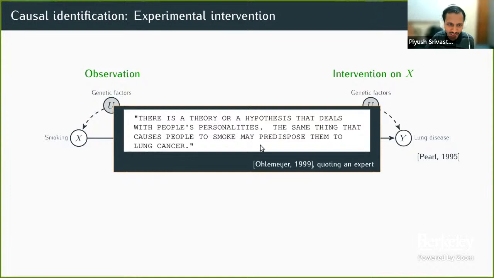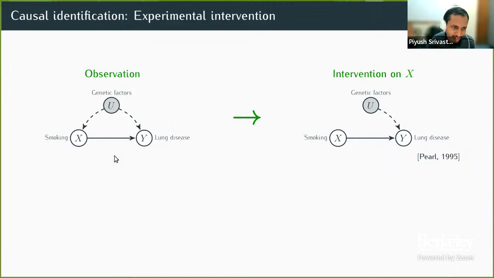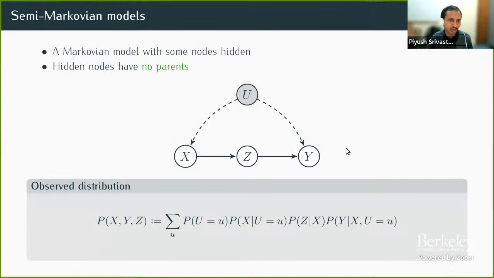To get from where you see correlations to where you can say that smoking causes lung disease, you typically need to do an experiment. And the question is, when can you do without the experiment? Can you get from here to here without doing an experiment, just from the observational data? The technical setup for this is a Markovian model with some nodes hidden. There are some hidden nodes which we know are there, but which we cannot measure.